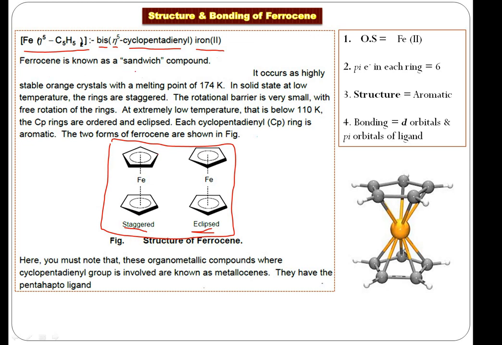Now, ferrocene is a sandwich complex. So you can see here, this is basically a sandwich. You see the sandwich, iron in between the two rings. So it's a sandwich complex. It is orange crystals. So when you crystallize this compound, it is orange. And the melting point is 174 Kelvin. In the solid state, at low temperature, the rings are staggered. So it depends on how these rings are oriented. If the temperature is low, then it's staggered.